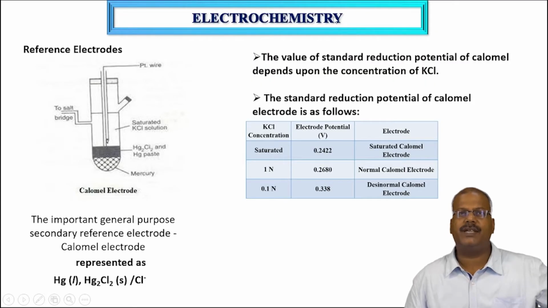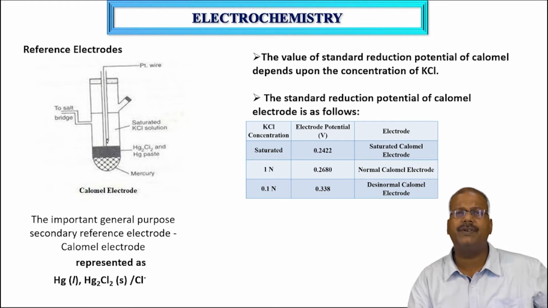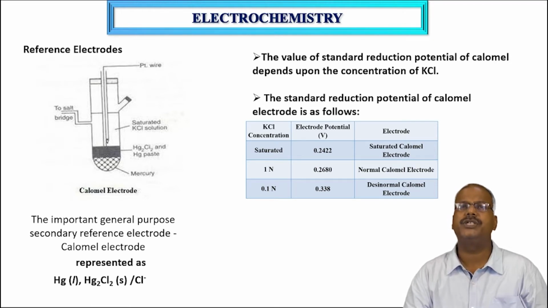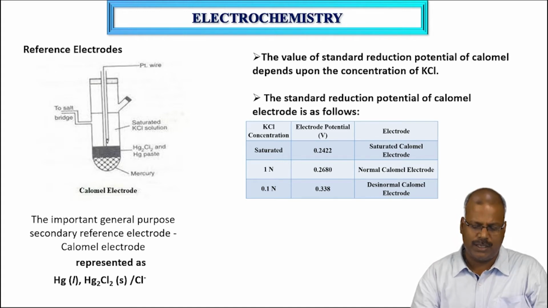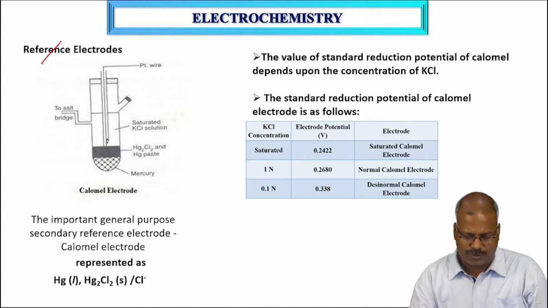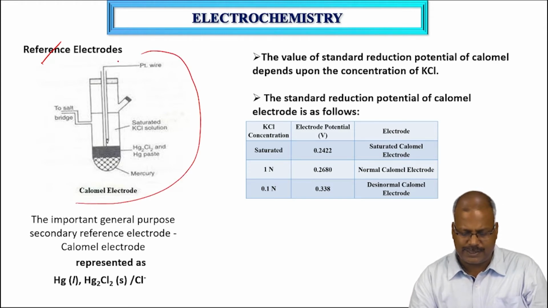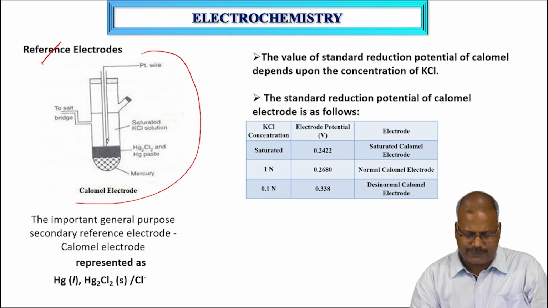Reference electrodes. So what is meant by reference electrode? An electrode whose standard electrode potential is known and is not changed over the course of the reaction under the given condition is called a reference electrode. Saturated calomel electrode is a reference electrode.